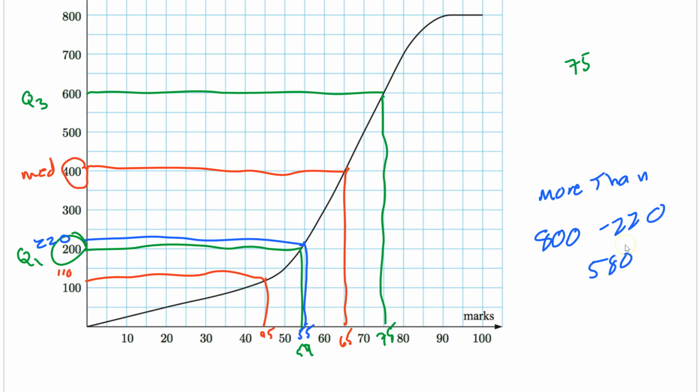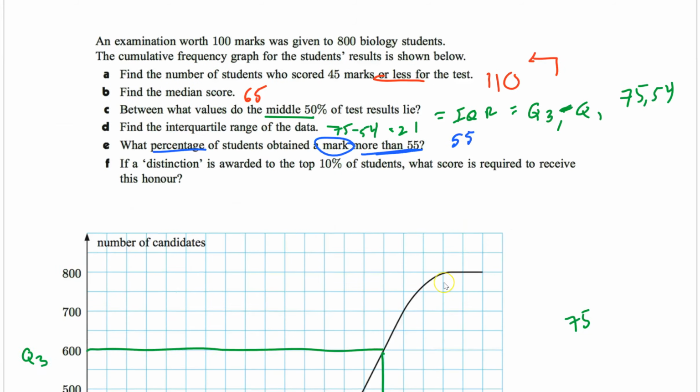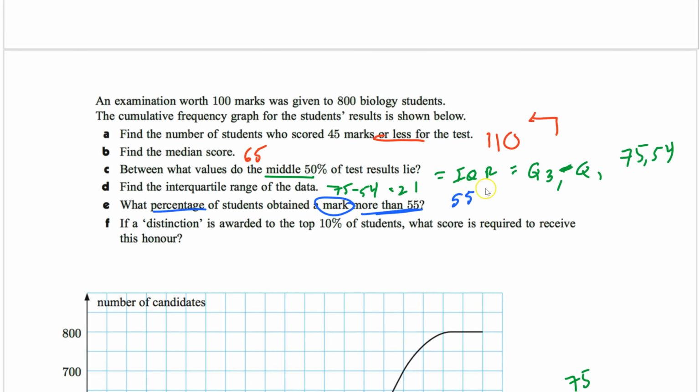Again, that's actually not my answer. That's how many students scored more than 55. But the question said what percentage. So it's like saying what percentile. So you go 580 divided by 800, and whatever that turned out to be would be my percentile.